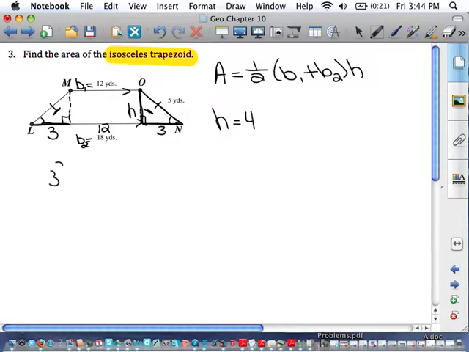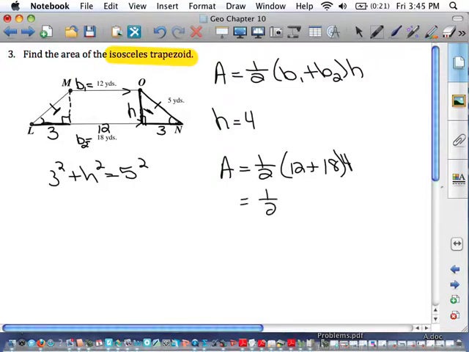You could use the Pythagorean theorem if you didn't recognize that and find that that was 4. So now I can just take the formula, 1/2 b1, which is 12, plus b2, which is 18, times the height, which is 4. So I get 1/2 30 times 4, or 60 yards squared.